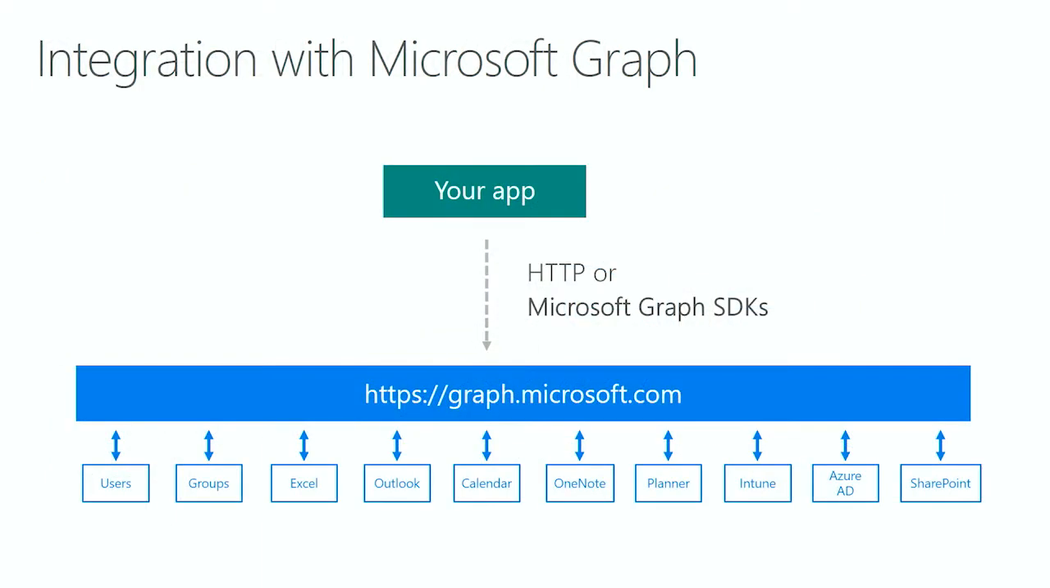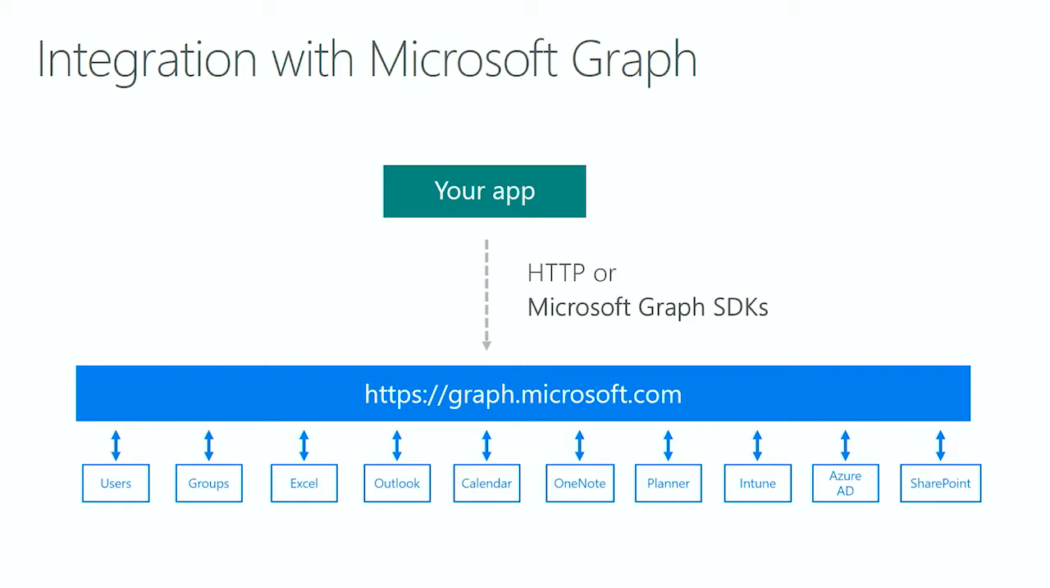Speaking of which, integration with Graph is really simple. Your app can talk to Graph with either HTTP or with Microsoft Graph SDKs. We have client libraries available for platforms like .NET, Java, Android, JavaScript, TypeScript, PHP, and many more. And instead of talking to each of the underlying services, you can talk to a single endpoint. That gives you a couple benefits.